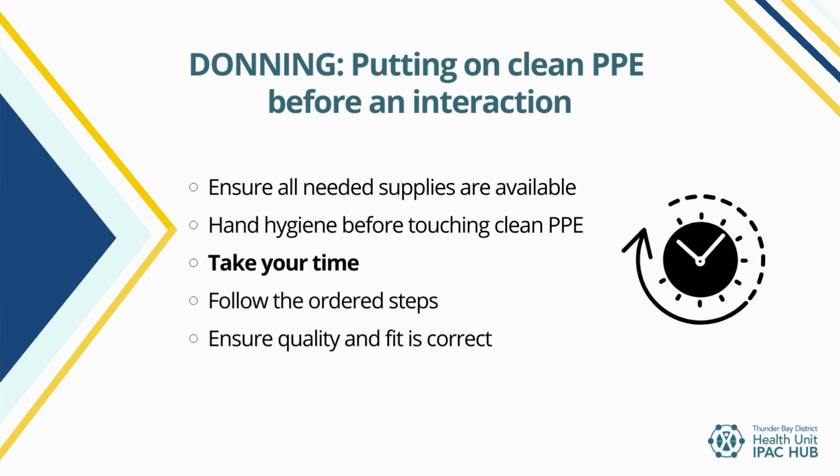Before starting the donning sequence, it is extremely important to ensure that all needed supplies are available. Each interaction and environment is different, so performing a point-of-care risk assessment will determine the PPE or supplies you will need. Always perform hand hygiene before touching clean PPE and take your time in order to follow the ordered steps so it is done properly. Before entering the client's environment, ensure that the quality and fit of the PPE is correct as to not expose yourself or the client to any potential infectious agents.